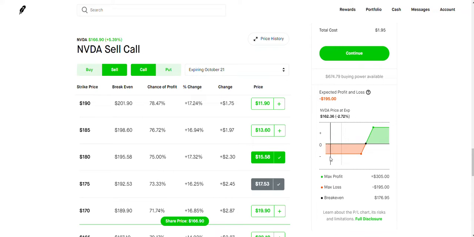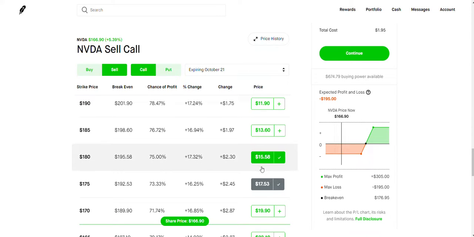The further it goes down, the more money you will lose. It's a little wonky too. Robinhood's, I guess, been a little wonky after hours in general. But the general gist of it is you do get a max loss, and let's just go with that. It may be 195. So, and the max profit's 305.